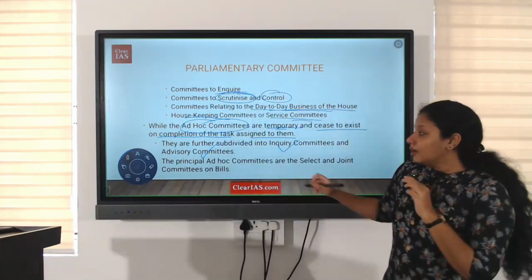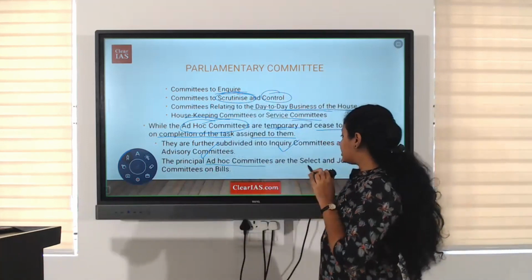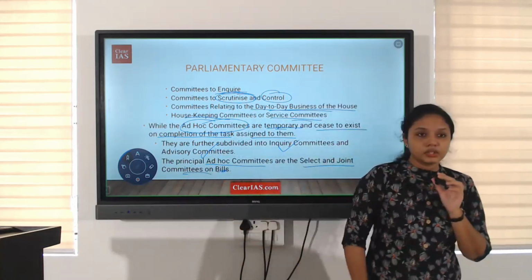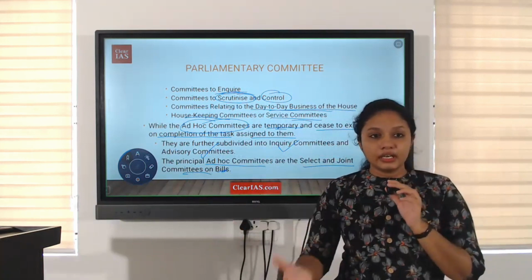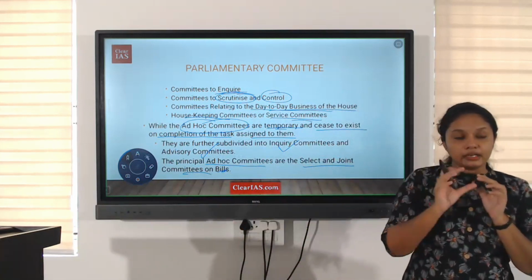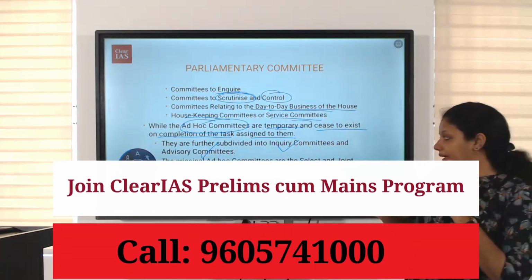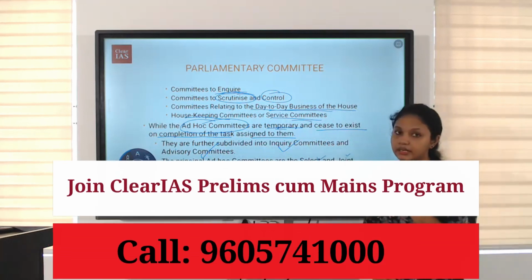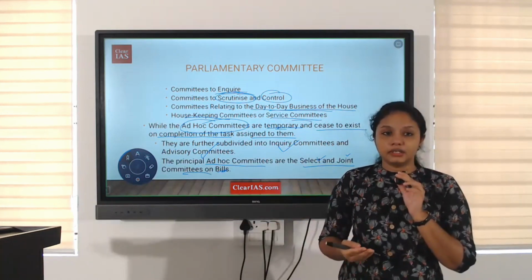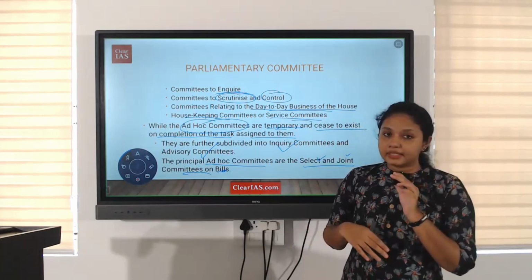Okay, the principal ad hoc committees are the select and joint committees on bills. We know that in the parliament, bills are usually introduced, right? So even when bills need to be scrutinized or need to be analyzed, select and joint committees are constituted for that bill. That is why they are temporary committees. Clear?